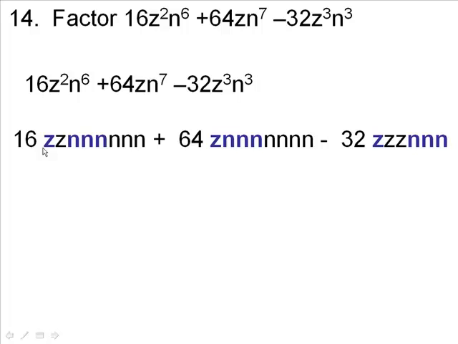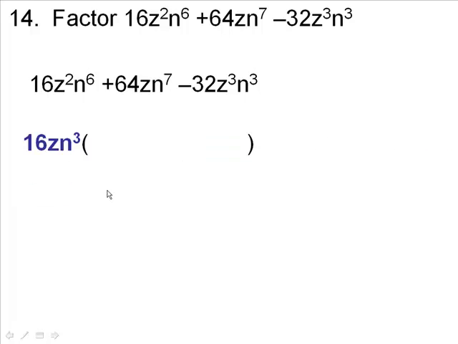Now what do they have in common? They have 16. They all have a z. And they have 3 n's. So the common factor on this is 16, z, and 3 n's. Okay? Now when you write what's left here, the 16's gone out of here. You still have a z with 3 n's right here.